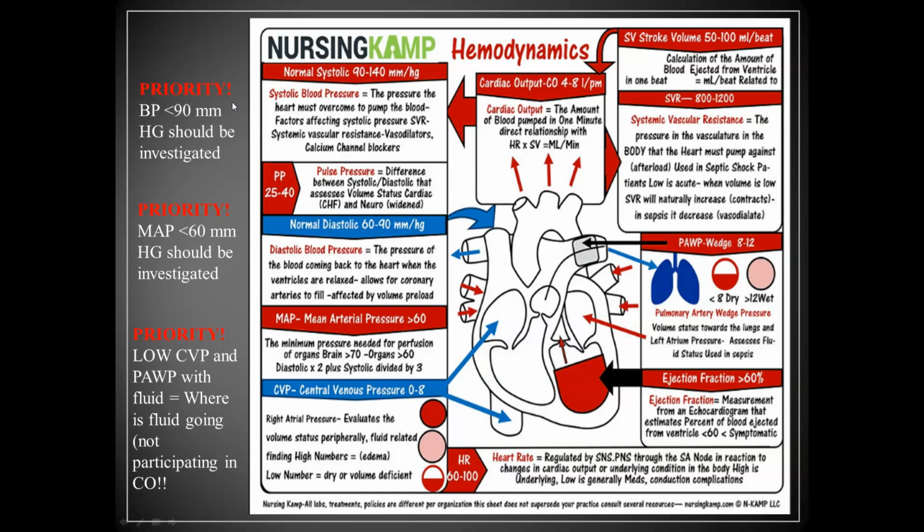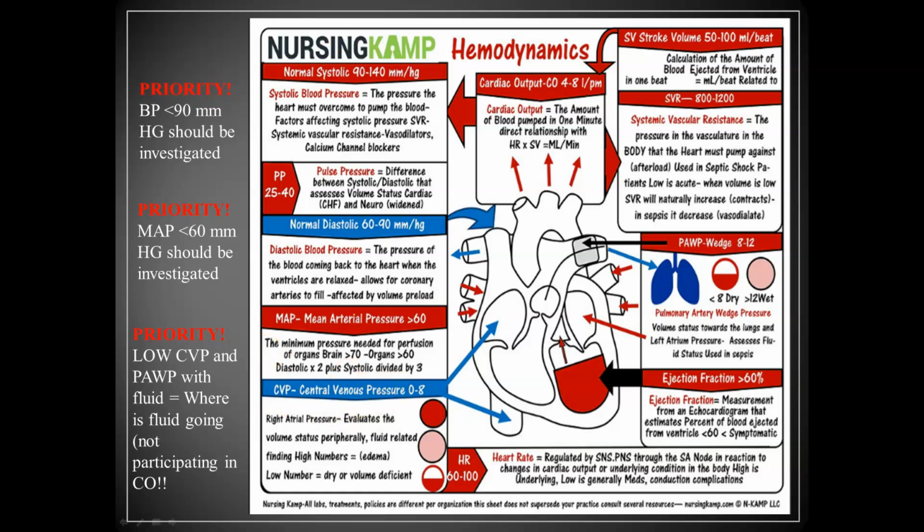So I really enjoy these Nursing Camp notes. It breaks it down. It makes it make sense for me. But the big takeaways from this hemodynamic chart is your blood pressure. Any systolic blood pressure less than 90 should be investigated. Any MAP less than 60 should be investigated. Low CVPs and pulmonary artery wedge pressures with fluid, ask yourself, where is the fluid going, because it's not participating in cardiac output.